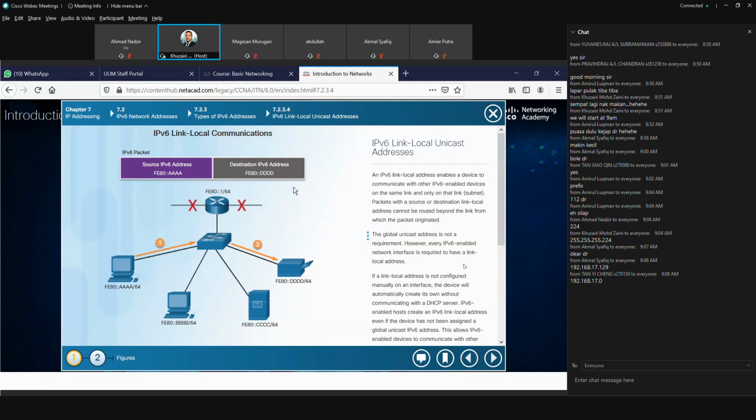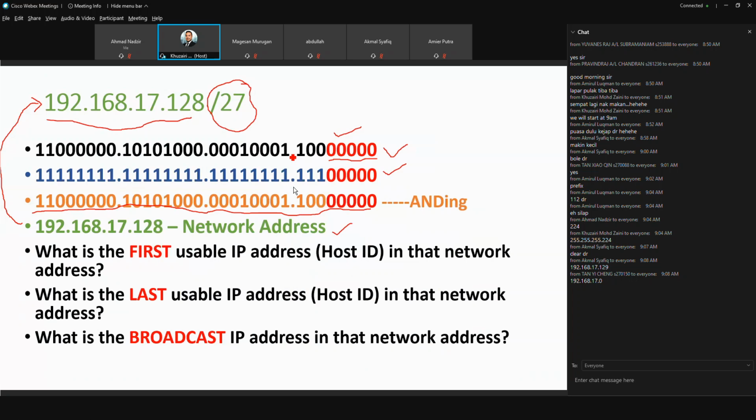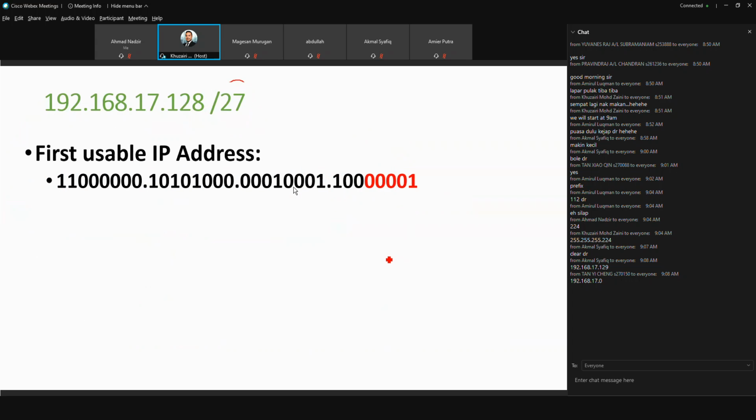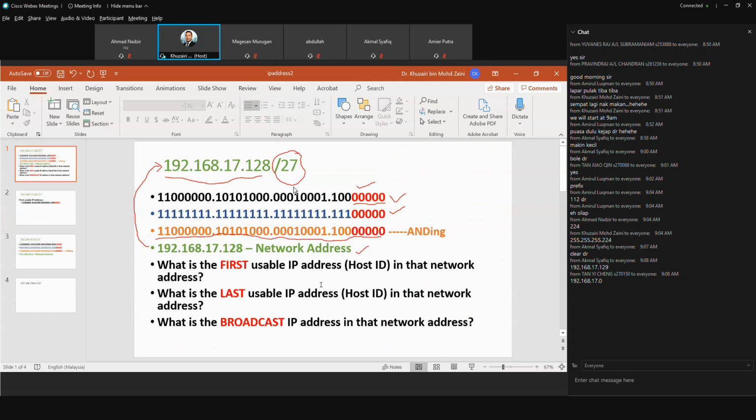Syafiq said 129, Tan Yiching said 0. That is wrong, Tan. Okay, you have to look at this one. Look at this definition. And I want to show you this one.